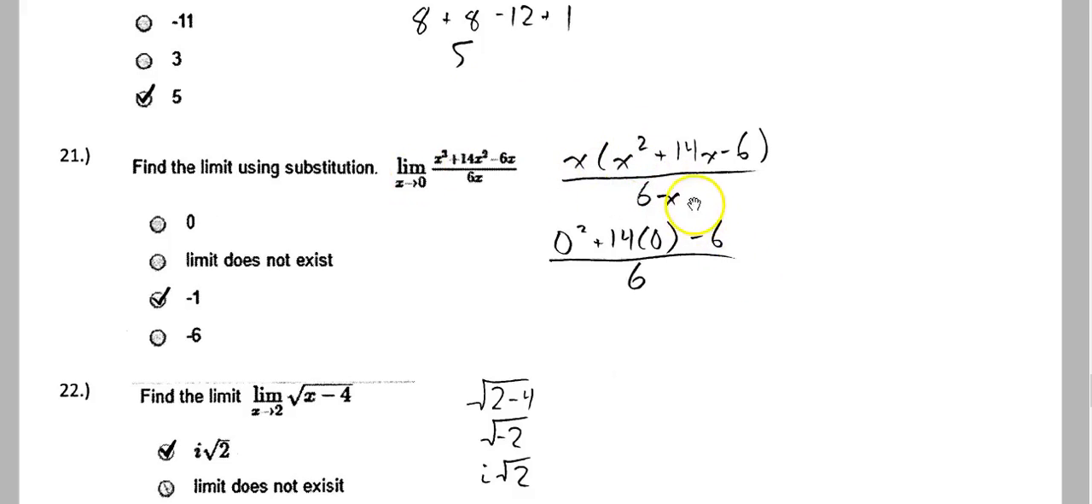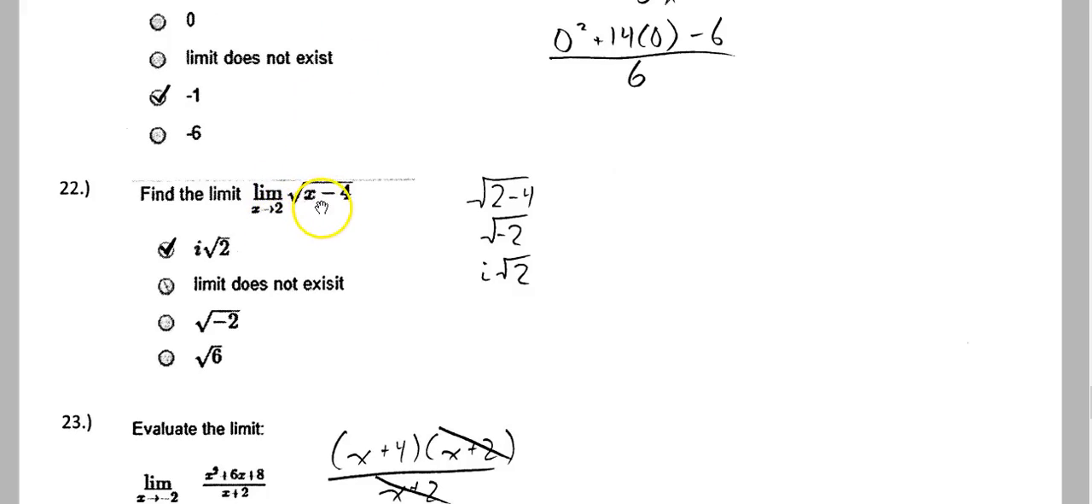Now you can plug the 0 in because there's no longer an x on the bottom of the fraction. So once you cancel out those, now you're getting 0 squared plus 14 times 0 minus 6 all over 6. Most of this stuff cancels, so your final answer is negative 6 over 6, which equals negative 1.